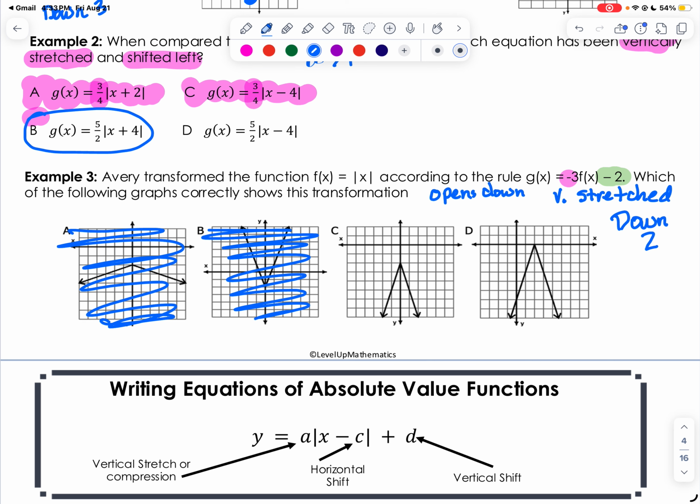All right, welcome back. Did you select answer choice C? If you did, you got this problem right.